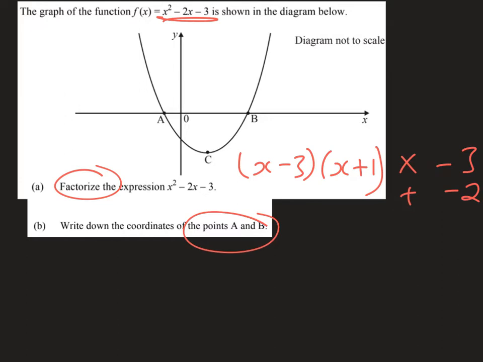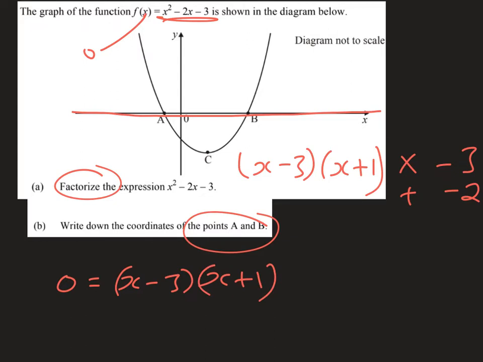Well, if we are looking at points on the x-axis, we know the value of y, or the output here, is going to be 0. So in effect, we've got 0 equals x minus 3, x plus 1. So the only way that these two numbers multiplied together can give me 0 is if this is equal to 0. So if x minus 3 is equal to 0, in which case x must be equal to 3. So this point here must be the point 3, 0.